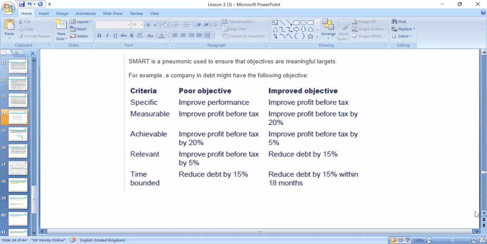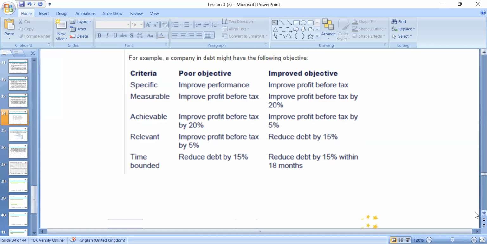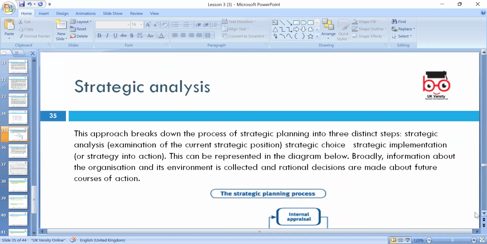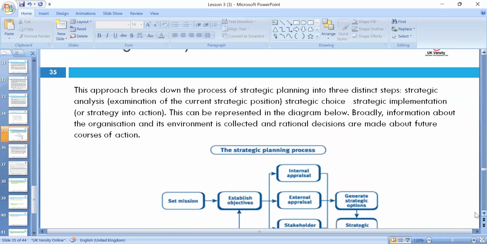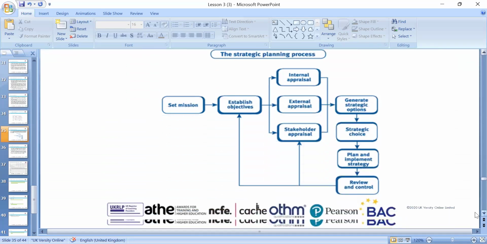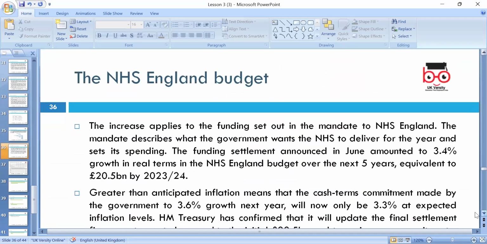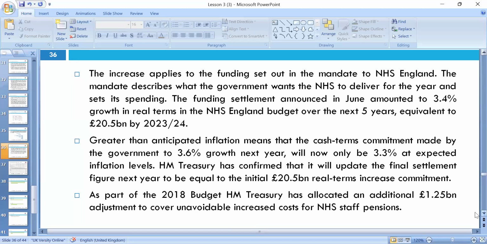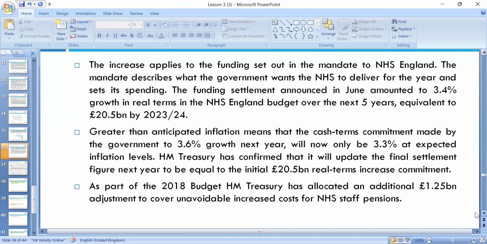So these are some examples of SMART objectives. We need to make sure we carry on doing strategic analysis, looking at the mission and the values, doing the appraisal, and then you can decide which project. So here, for the NHS project, we can look at the growth rate over the next 5 years, how much it will be, greater than anticipated inflation. Of course, you need the money for it. Otherwise, waiting times, your benchmark, and your commitment can't be achieved.